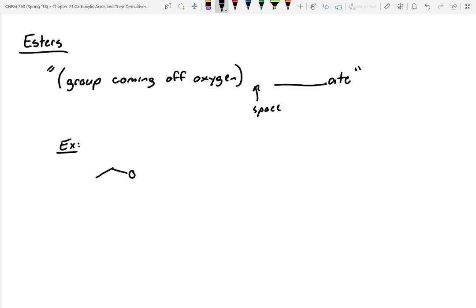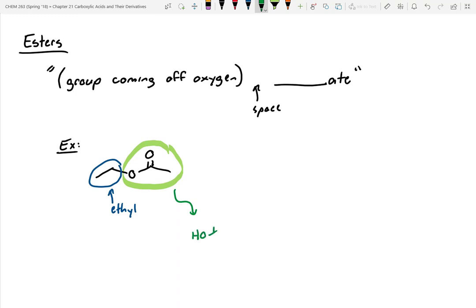So I'll give you an example. One of the more common examples in organic chemistry of esters. First thing you always want to do is look at that group coming off the oxygen. So right here we've got an ethyl group coming off. And then the next thing I always do is look at the carboxylic acid derivative. So in this case, if we think about this as a carboxylic acid, what is this carboxylic acid called? Close. Acetic acid.